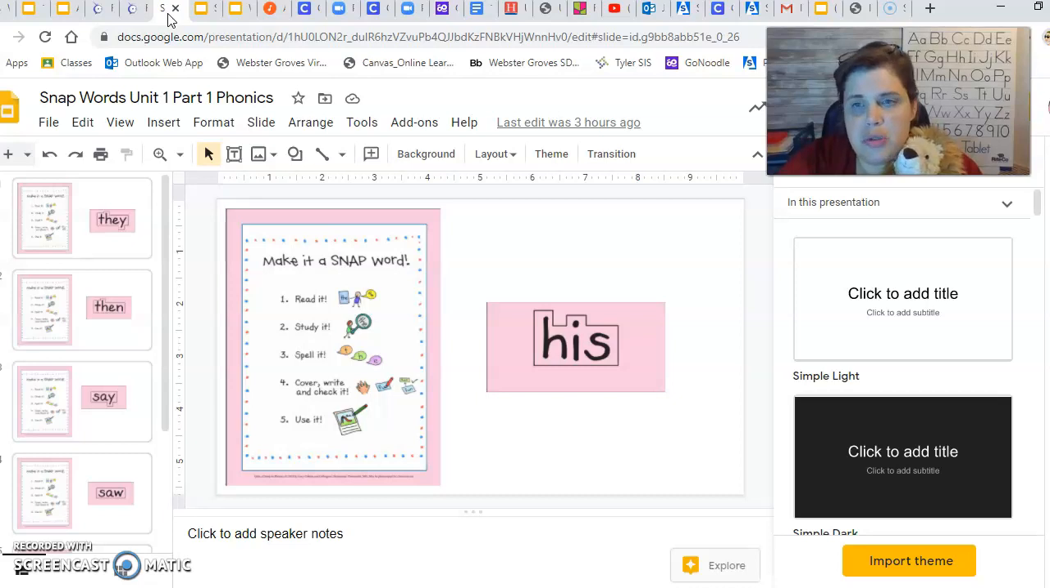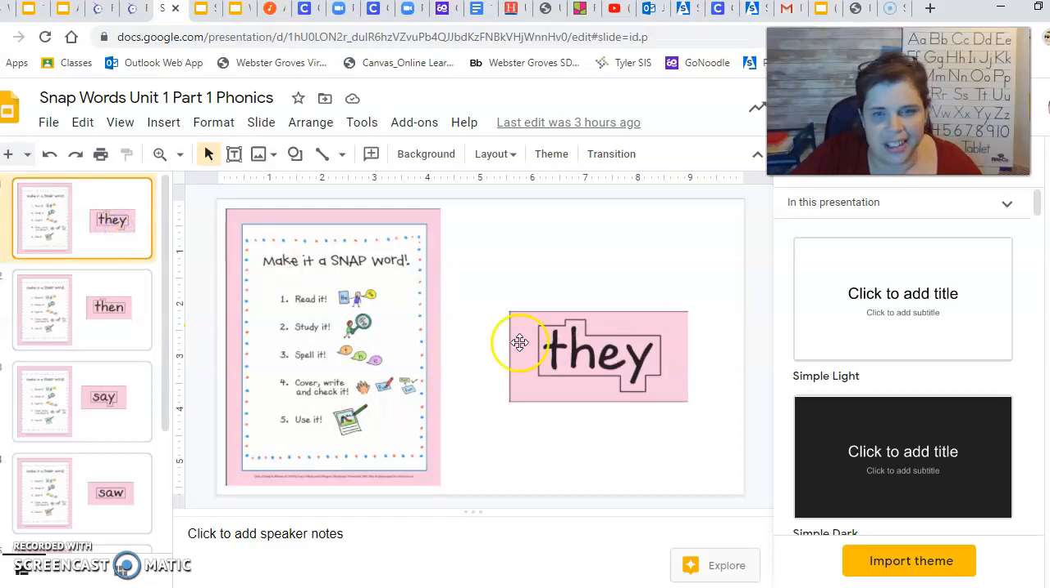We're going to go through a few of these together, and then I'm going to have an activity for you to work on with them. All right, are you ready? Do you remember this chart? Rashid, I'm just going to sit you right here. Do you remember this chart about how to make a snap word and the different steps that you have to go through?